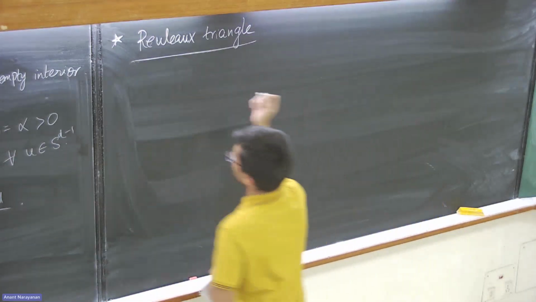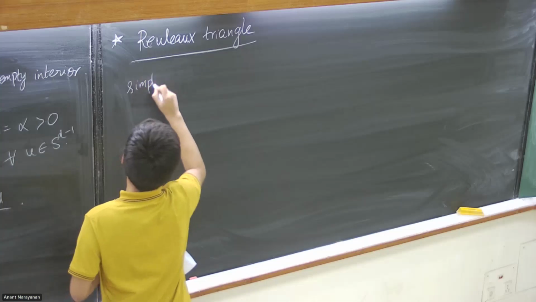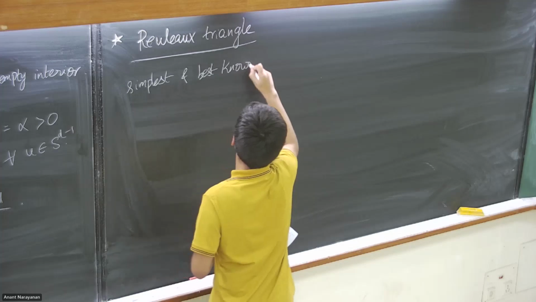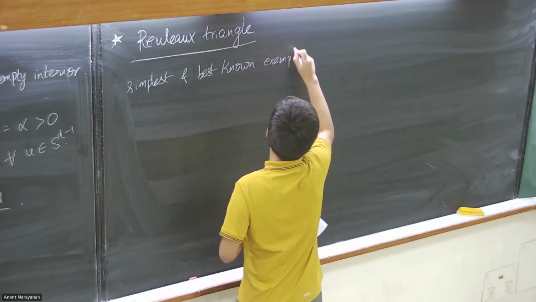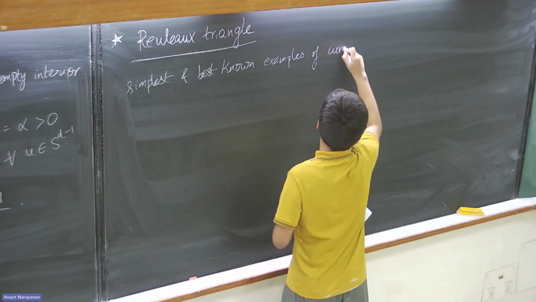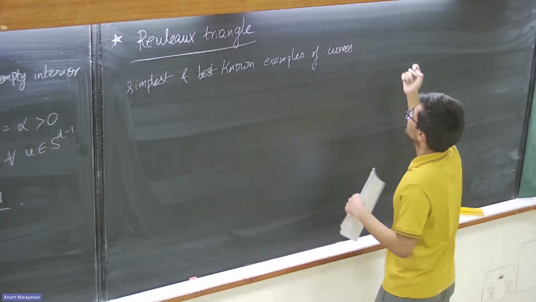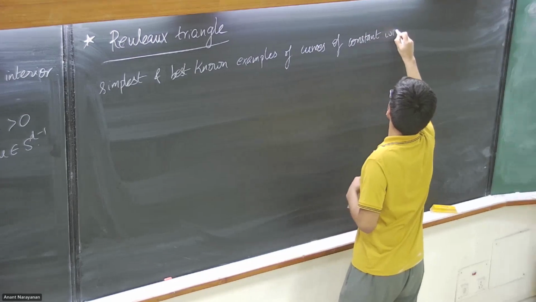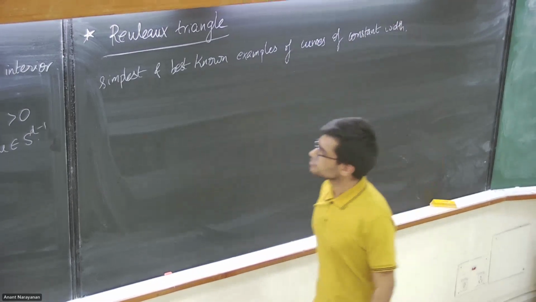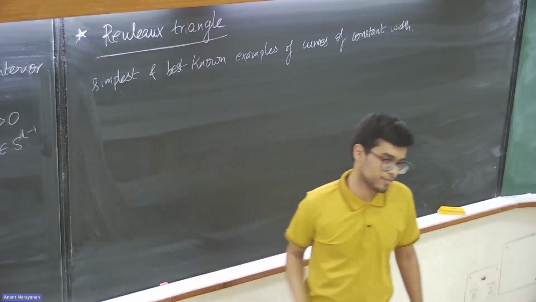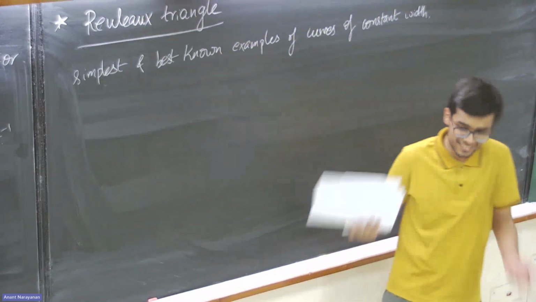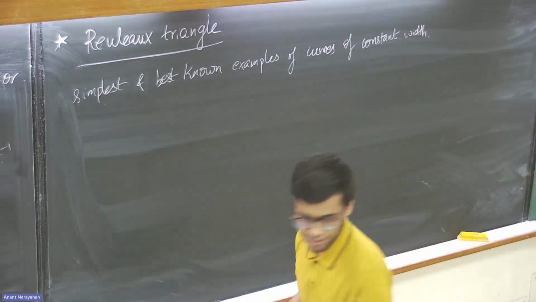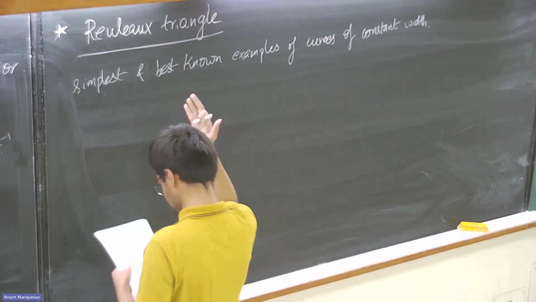So Reuleaux triangles are basically the simplest and best known examples of curves and shapes of constant width. Curves and shapes, I use them interchangeably. Simplest, we'll see, is basically in terms of construction, because when you go to higher dimensions, the construction becomes very, very difficult. So simplicity is in terms of the construction, and best known, I'll get to that. Best known is also a very interesting phenomenon that happens with these triangles.